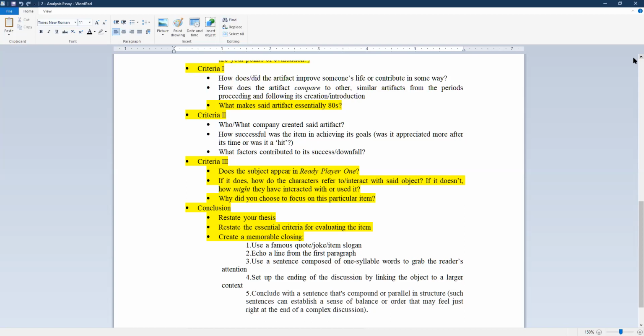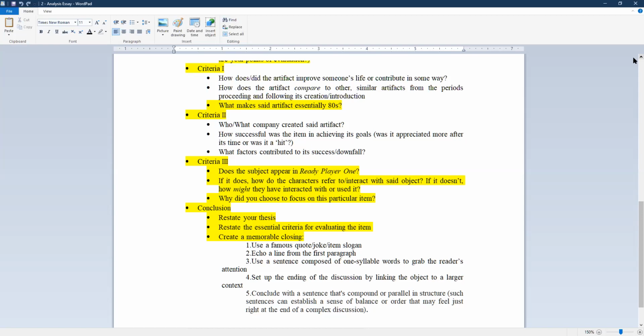Then after that, it may depend on what your specific topic is, but generally speaking, you might want to ask a question about who or what company created this artifact, how successful was it in achieving its goals, and what factors contributed to its relative success or failure.